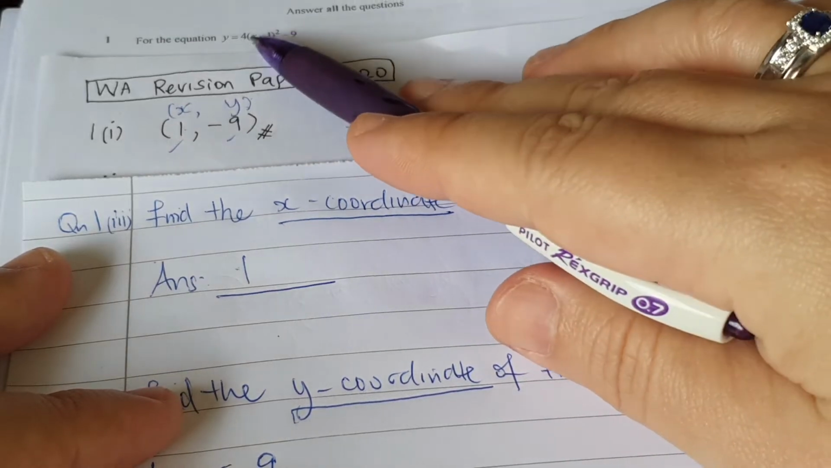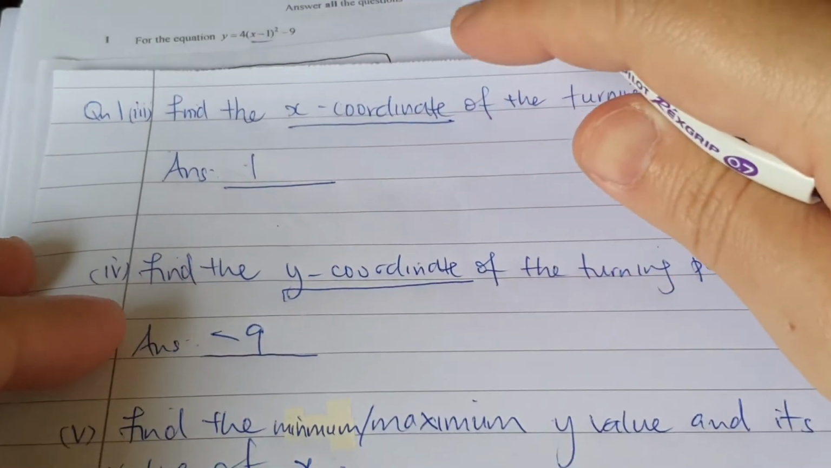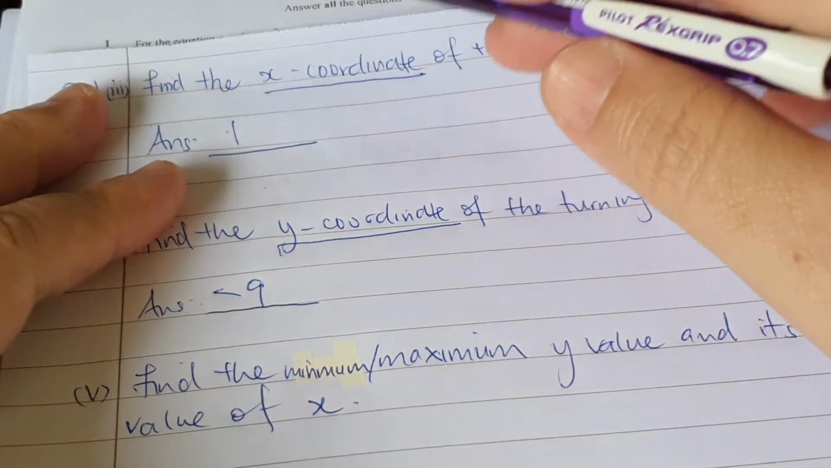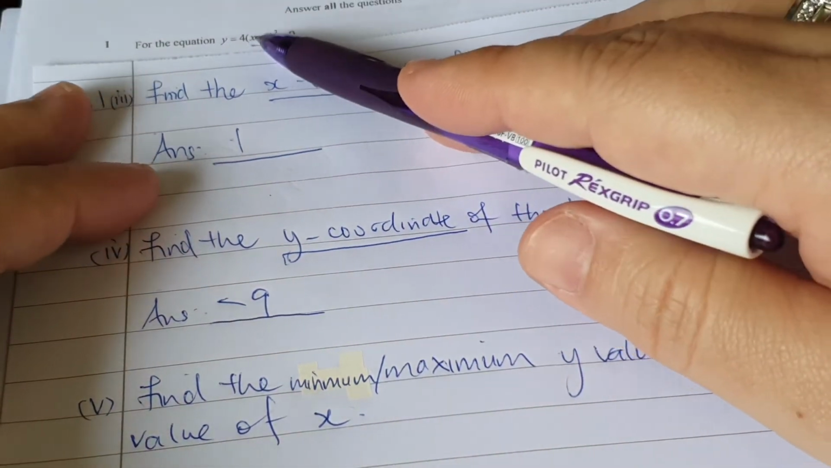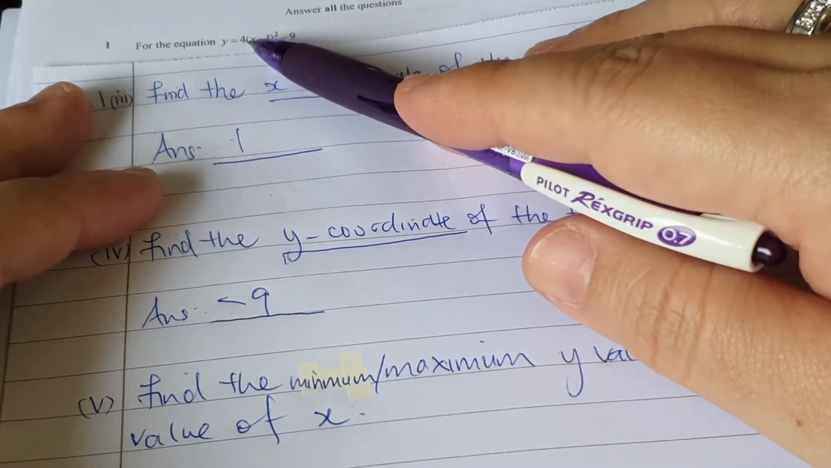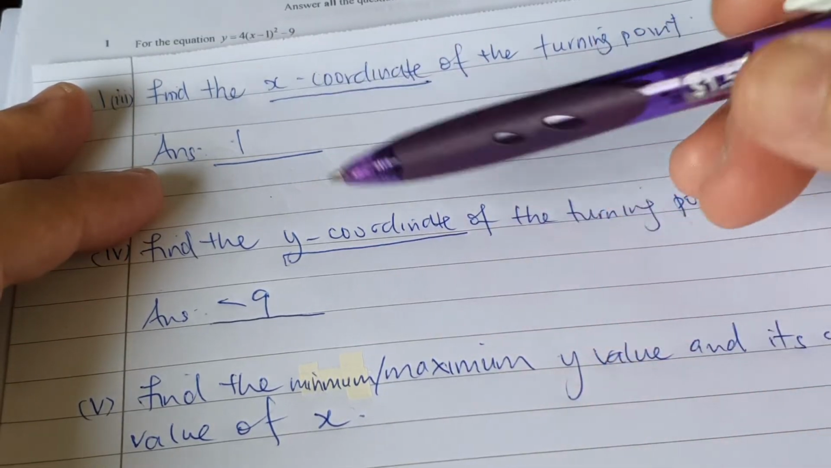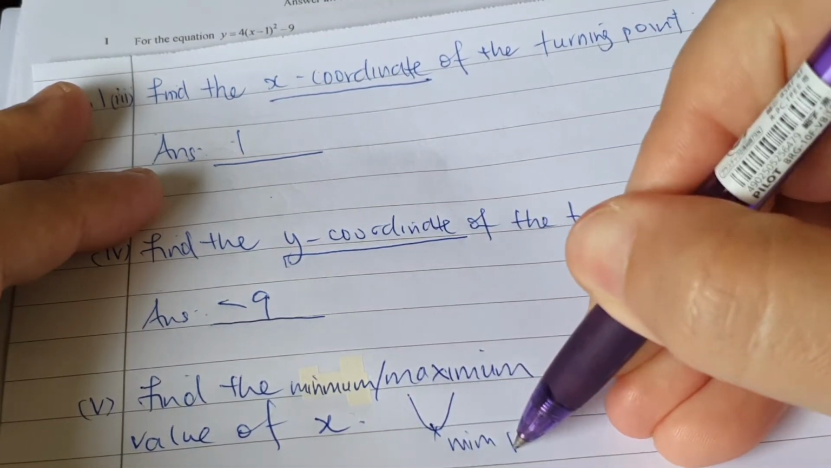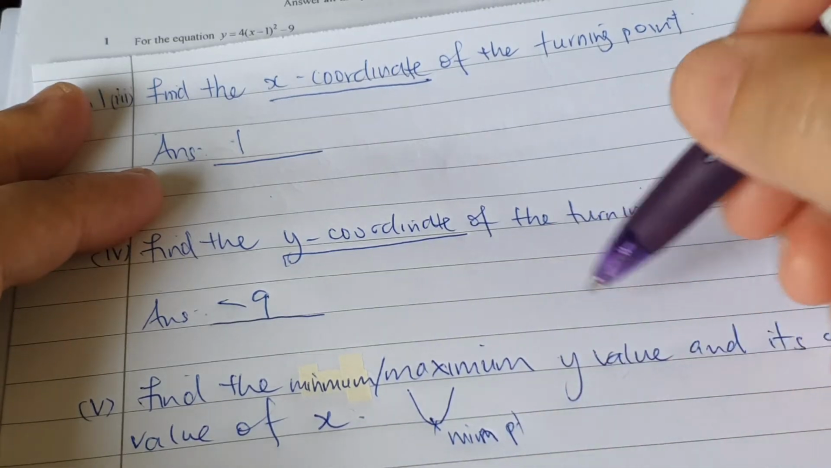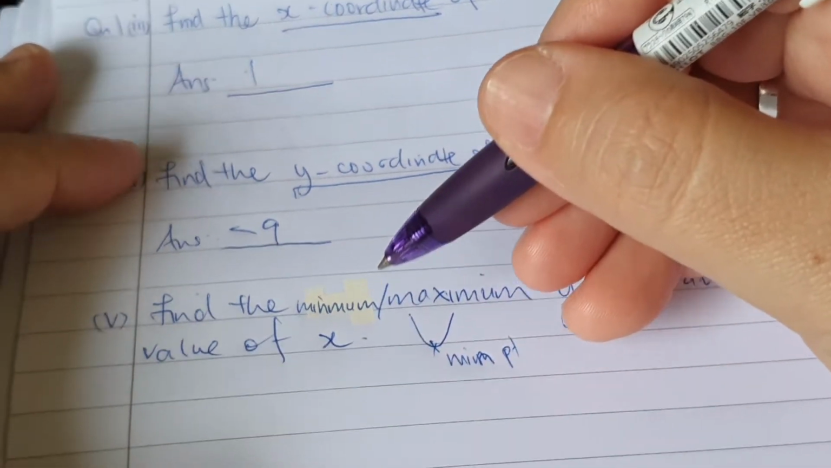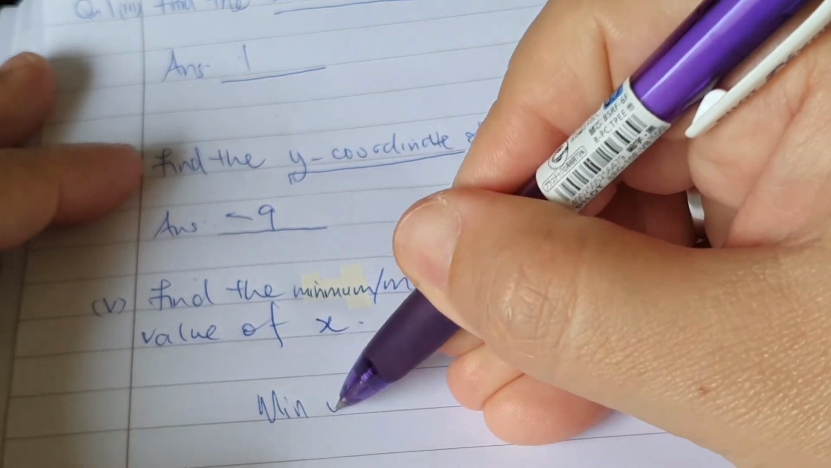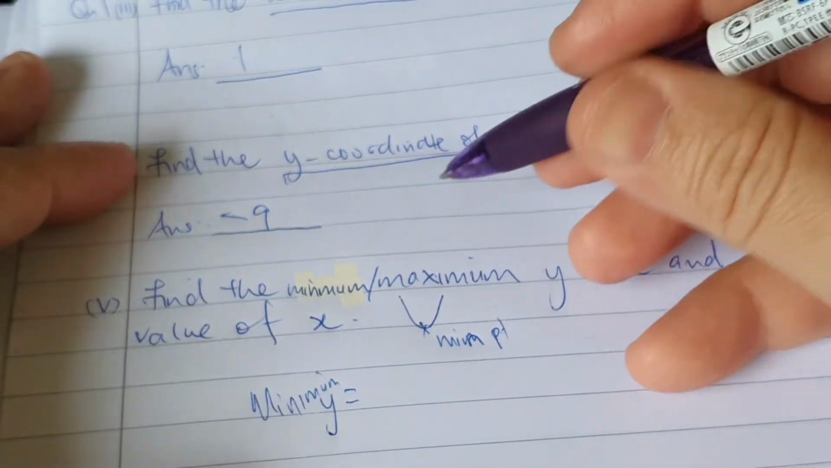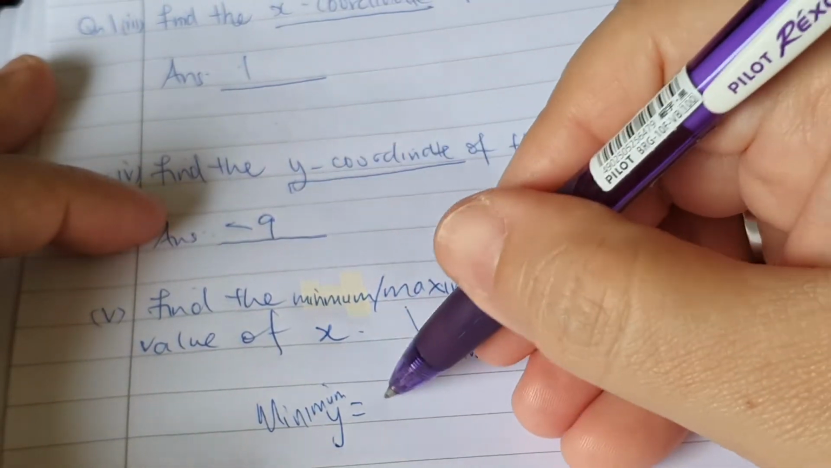The same old question. Then they ask you what is the minimum or maximum value. Okay, in this case, because it is 4x squared, the coefficient of x squared is positive, so it's a happy face. So it's a minimum point. Okay, minimum point. So you must say here the minimum y. Okay, you need to state whether maximum or minimum. So it's a minimum y equals minus 9.